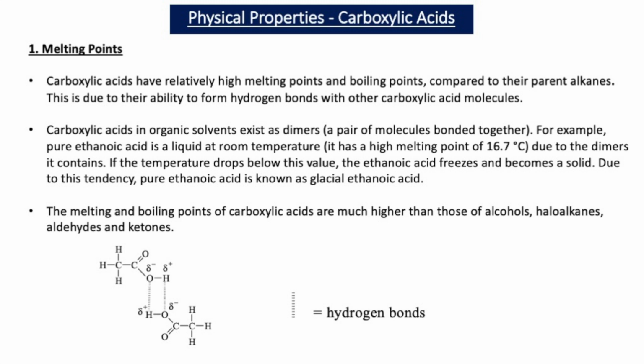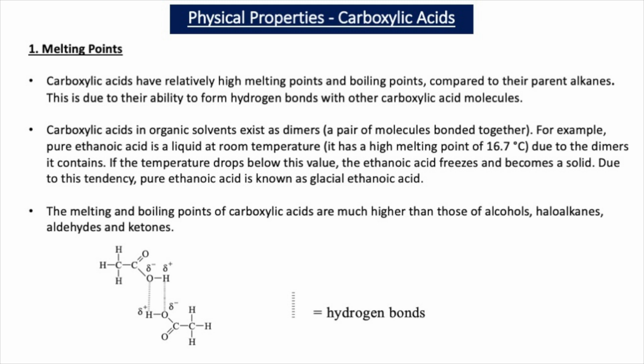Now, in this first section of the video, we're going to look at the physical properties of carboxylic acids. When talking about physical properties, we're really talking about melting points, boiling points, and their solubility. Carboxylic acids have relatively high melting points and boiling points compared to their parent alkanes. And this is due to their ability to form hydrogen bonds with other carboxylic acid molecules.